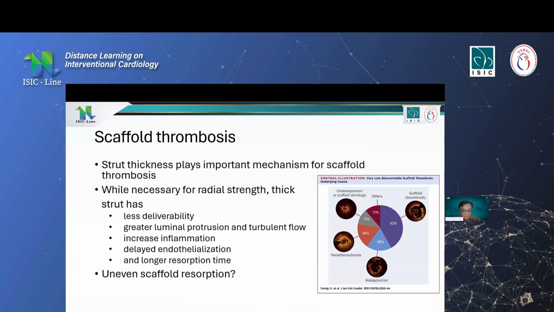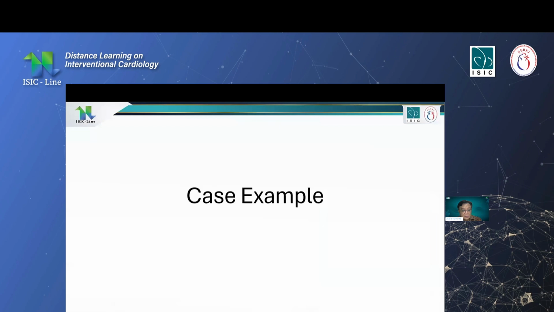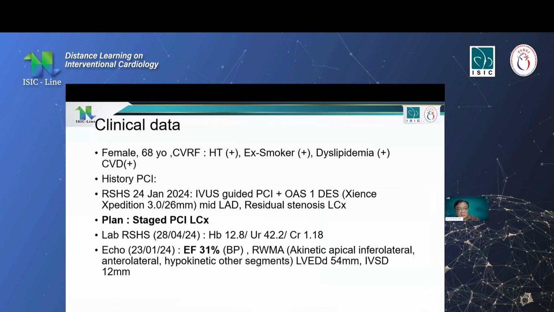I think I will continue with a case example. We have one patient, 8 years old, with history of hypertension, ex-smoker, dyslipidemia, and the patient has already been implanted with DES previously in January 2024, and is planned for staged PCI in the left circumflex. Echo ejection fraction is 31% with clear regional wall motion abnormalities.